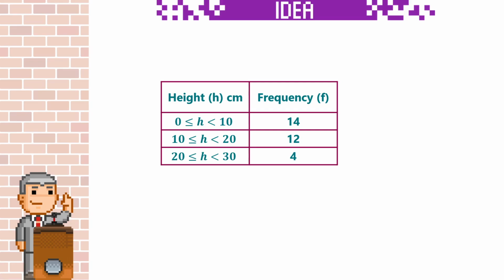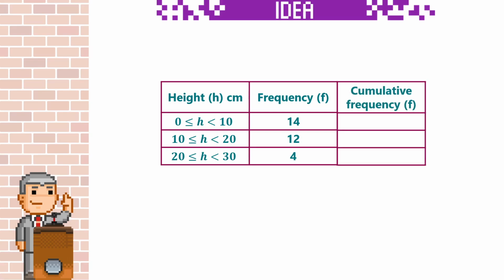It's a running total of the frequencies that you've had so far. It can go up or stay the same, but it can never go down. We can add a cumulative frequency column onto this table.